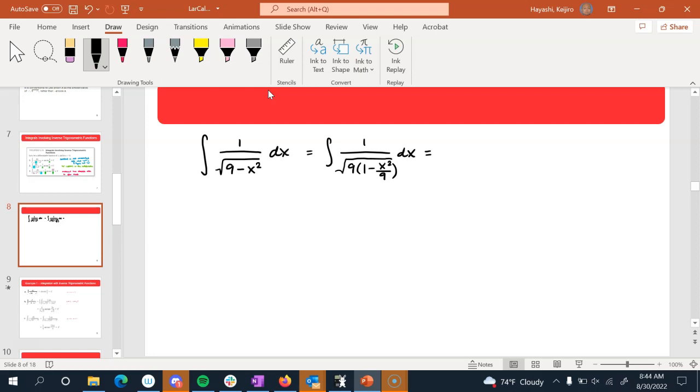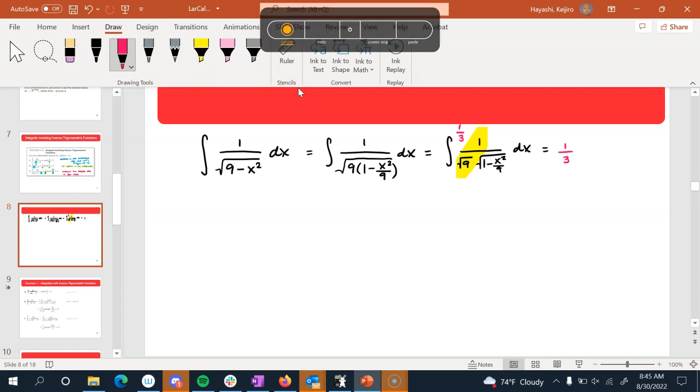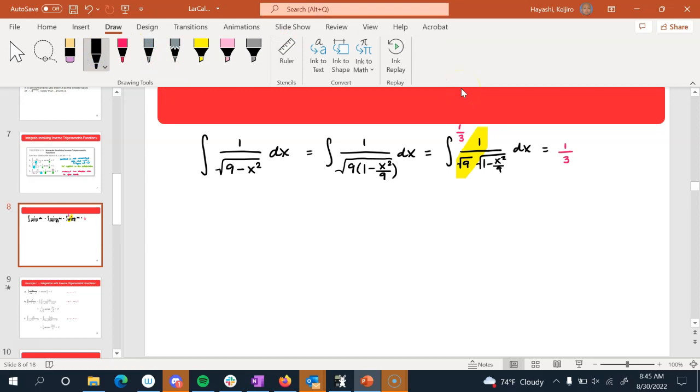Okay, and since these are now broken up, the 9 and this parenthetical phrase here, you can split those up. Square root of 9 and square root of 1 minus x squared over 9. I just split that up into 2 square roots, and that is 1/3, right? Square root of 9 is 3, so that's 1/3, and we're going to just take that 1/3 and throw it in the front.